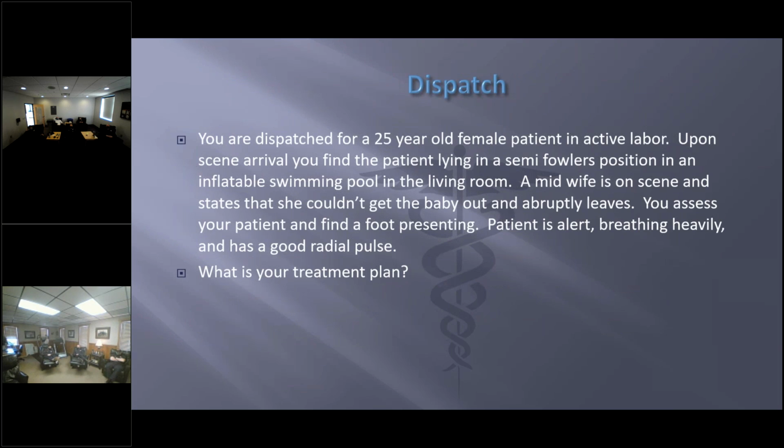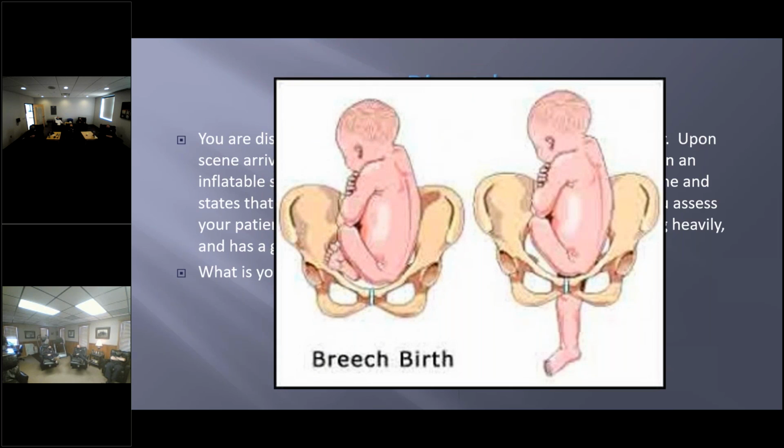You are dispatched for a 25-year-old female patient in active labor. Upon scene arrival, you find the patient lying in a semi-Fowler's position in an inflatable swimming pool in the living room. A midwife is on scene, states that she couldn't get the baby out, and abruptly leaves. You assess your patient, find a foot presenting. Patient is alert, breathing, and has a strong radial pulse. Mother, what are we going to do?